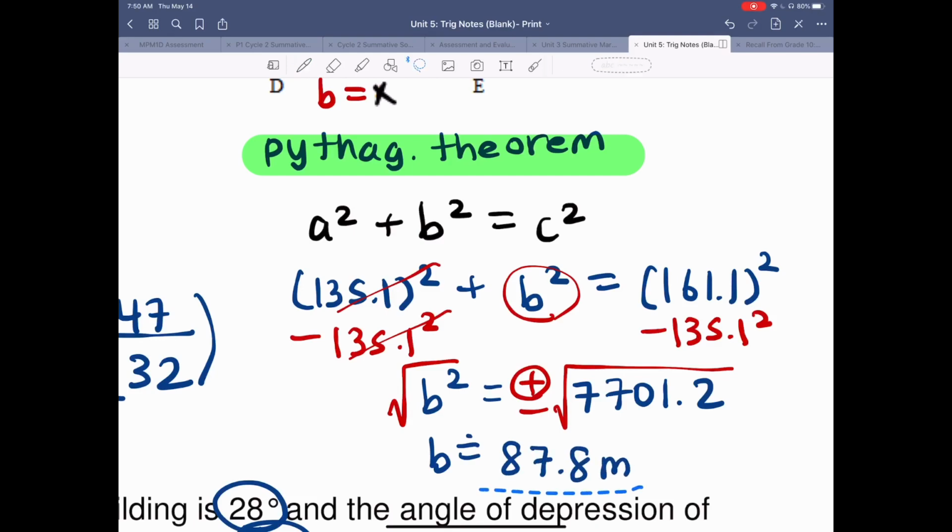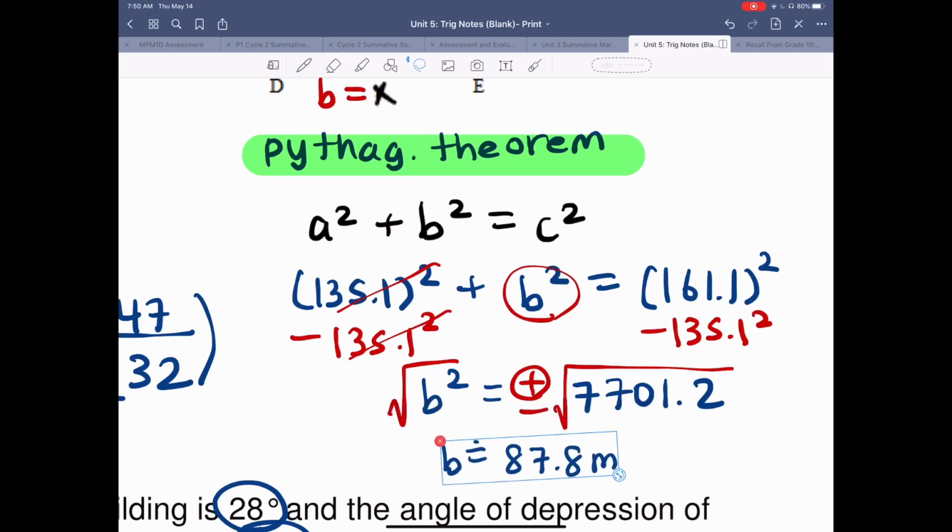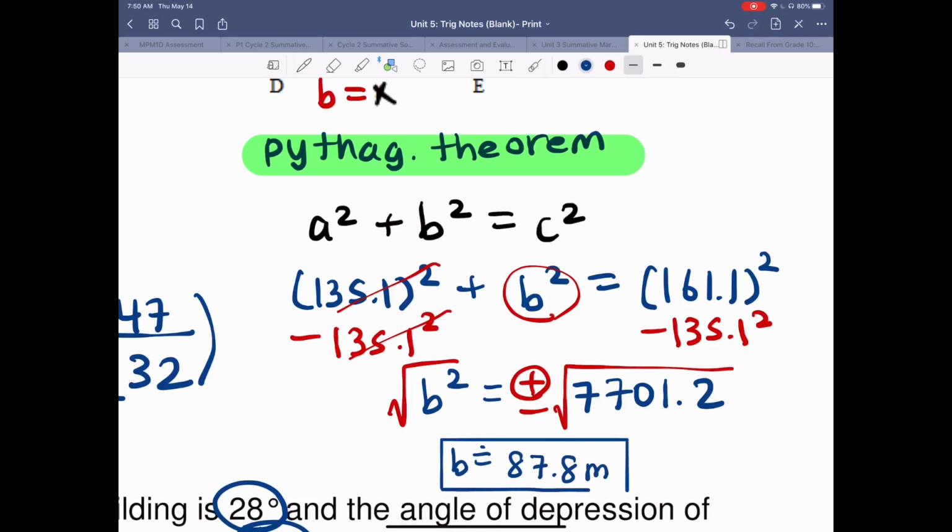And you notice that in grade 10, we never talked about the positive and negative, partly because we were mostly dealing with length. So based on the curriculum, that's why we didn't mention to you that we have a positive and negative answer.